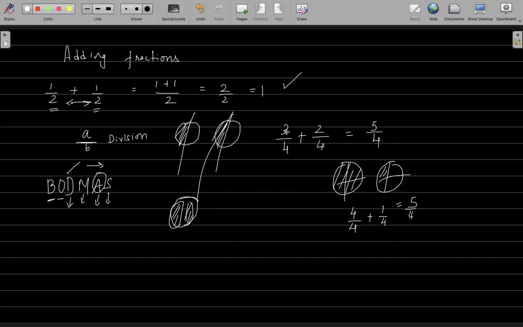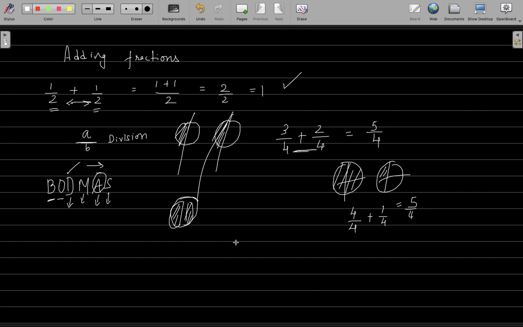So when I am adding here, I have 3 by 4 and I have 2 by 4. Since the denominators are same, I am adding the numerators alone. That will give me 3 plus 2, which is equal to 5, and hence your answer is 5 by 4.